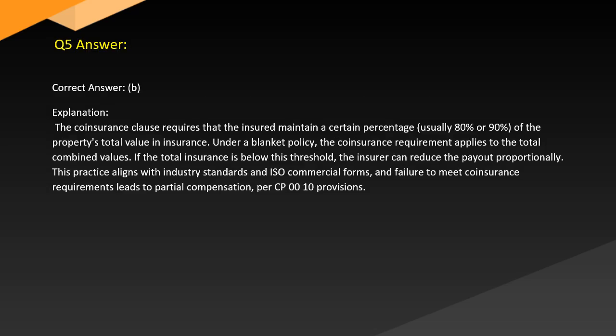Answer. Correct answer: B. Explanation. The coinsurance clause requires that the insured maintain a certain percentage, usually 80% or 90%, of the property's total value in insurance. Under a blanket policy, the coinsurance requirement applies to the total combined values. If the total insurance is below this threshold, the insurer can reduce the payout proportionally. This practice aligns with industry standards and ISO commercial forms, and failure to meet coinsurance requirements leads to partial compensation per CP 00 10 provisions.